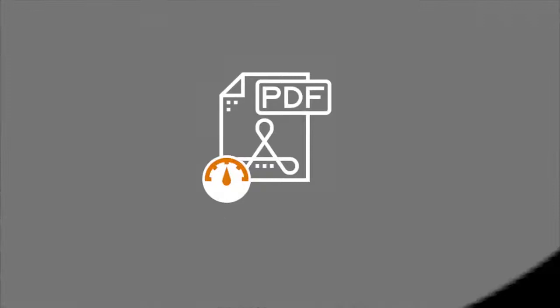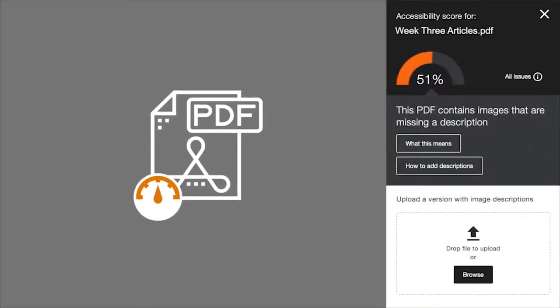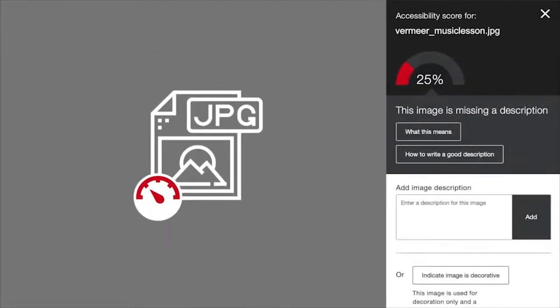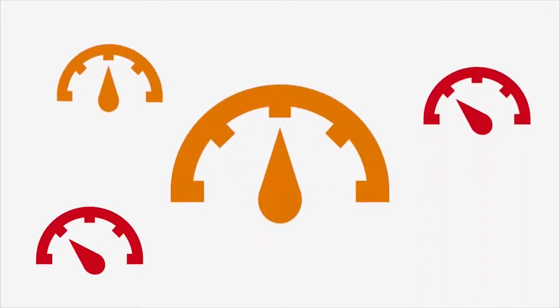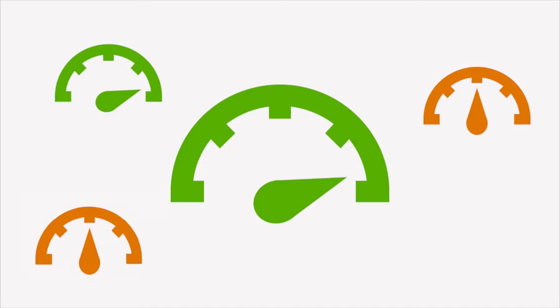When you click a colored dial, Ally provides that file's accessibility score and tells you if barriers to accessibility are present. In some instances, Ally even provides instructions for how to fix these issues. The accessibility health of your course is now at your fingertips, providing you with the information you need to create course materials that are inclusive from the get-go.